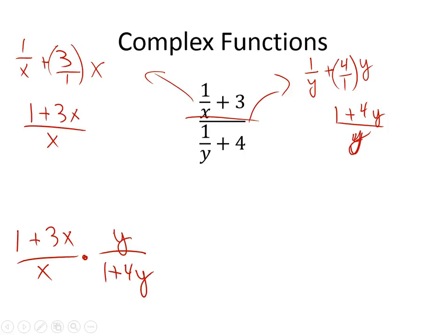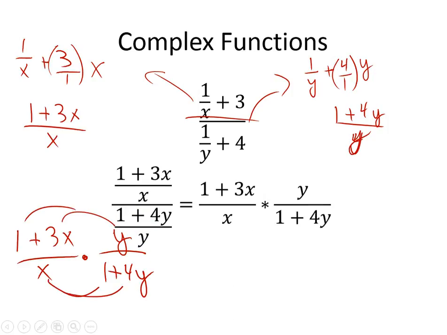And then all we're going to do is multiply it across and distribute to each part. And that ends up getting us our answer of y plus 3xy all over x plus 4xy. And that's about as far as we can go on that one. So again, get a common denominator and then flip and multiply.